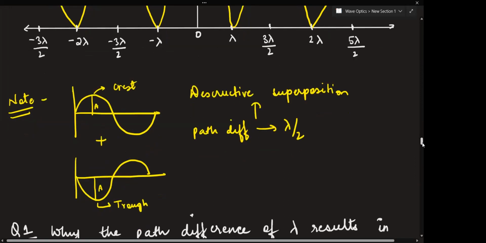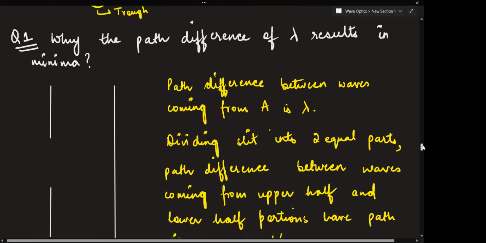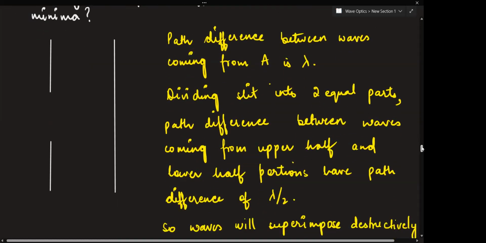Let us see through two questions: why does a path difference of lambda result in minima? Why do we get minima? The rest of the explanations I've already written; you can note them down, just understand it first. To understand it, we can divide the slit, let's name it AB, into two halves like this. If the width of the slit is a, what will be this part? a by 2. And similarly, this part also will be a by 2.